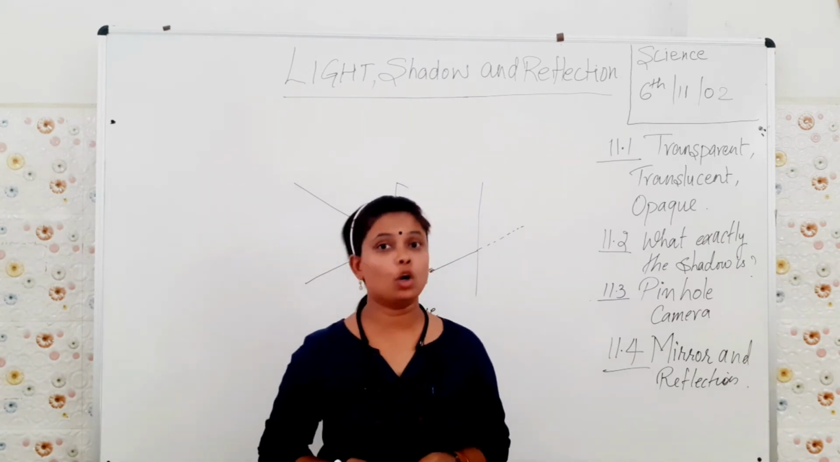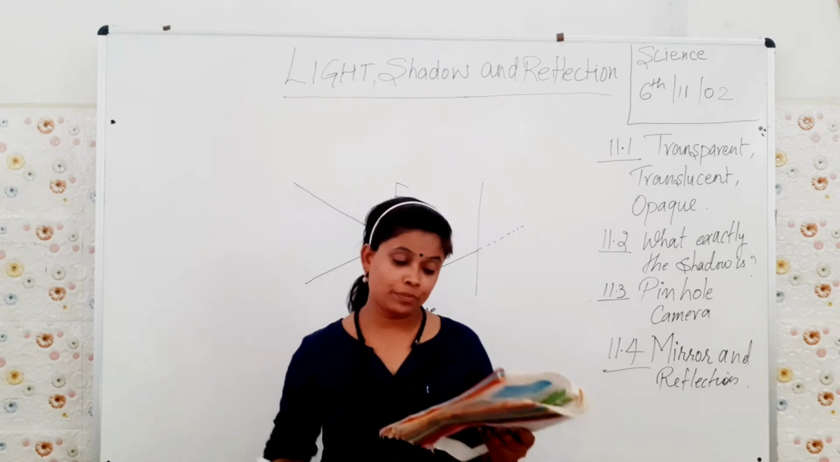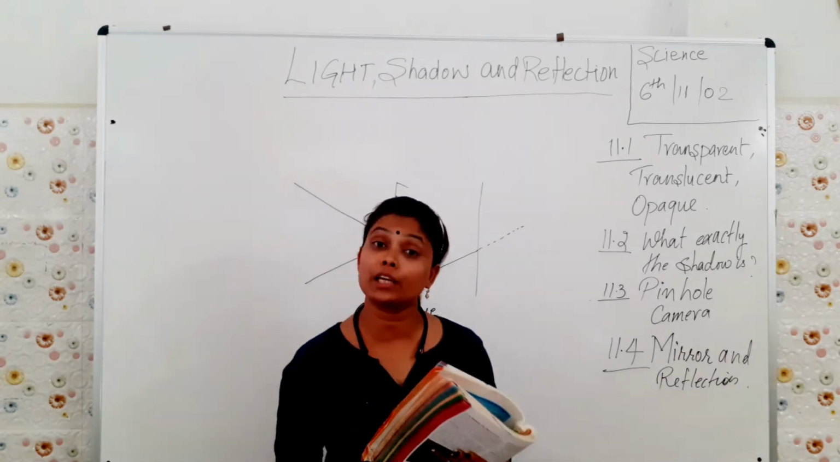Transparent objects always allow the light to pass through them, and we can see through these objects very clearly, beta.